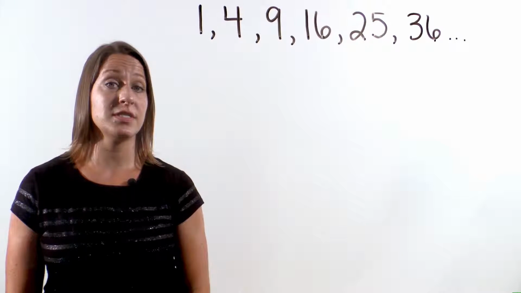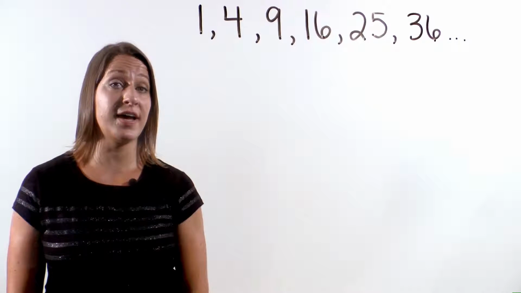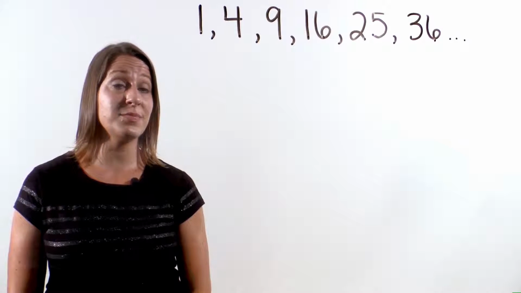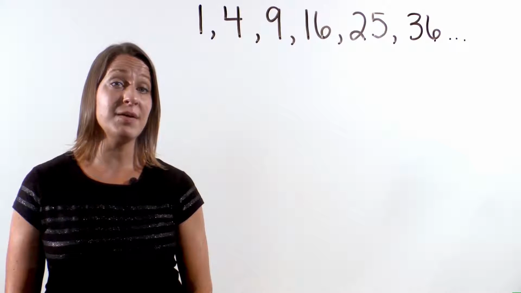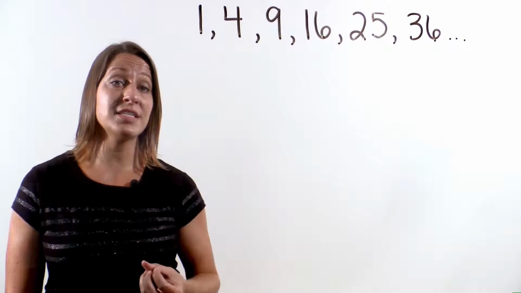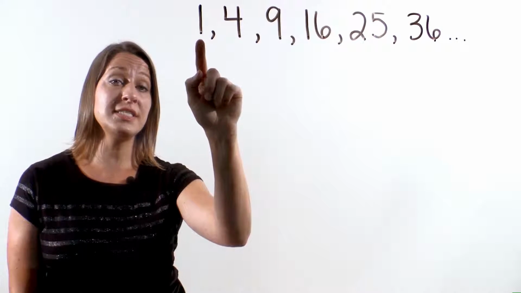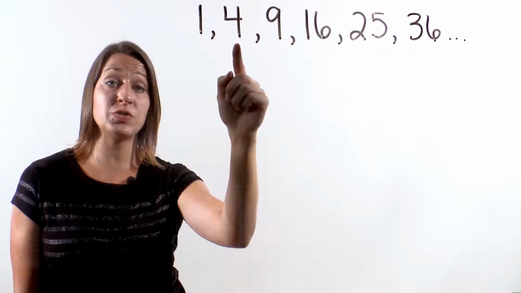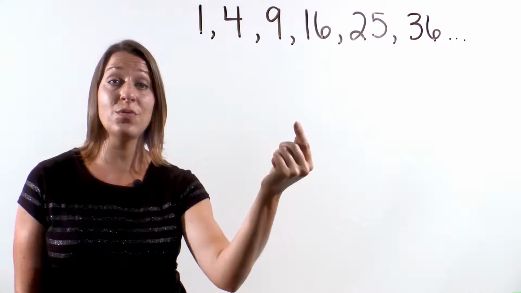Take a look at these numbers. I have 1, 4, 9, 16, 25, 36, and on. Do you recognize these numbers? These are perfect square numbers. That means they're the answer to a multiplication problem where it has a number times itself. For example, 1 is the answer to 1 times 1. 4 is the answer to 2 times 2. 9 is the answer to 3 times 3, and so on.